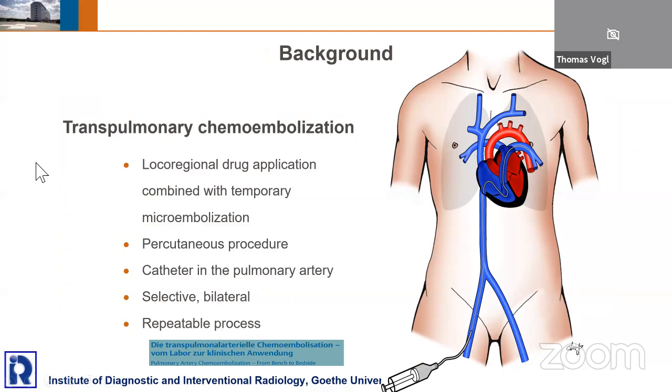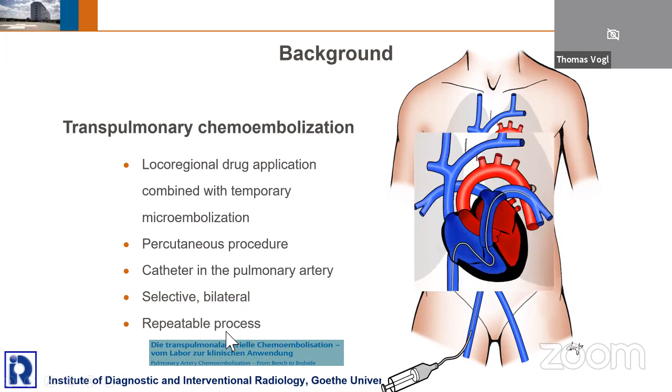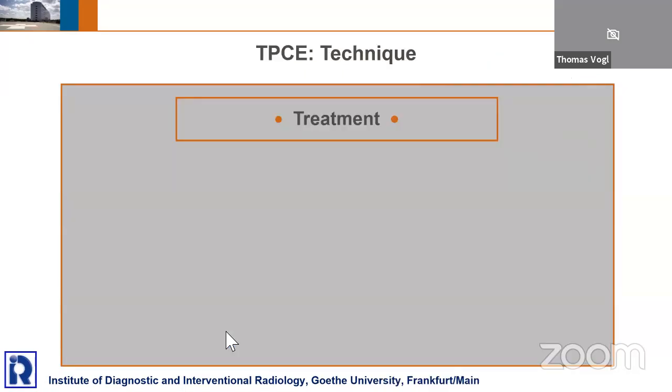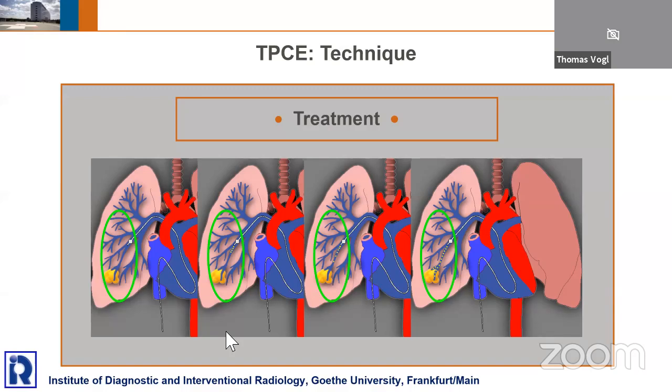It is done percutaneously. You can do it selectively, you can do it bilaterally, and you can repeat it. And of course, you should have some imaging beforehand in order to exclude a pulmonary embolism. Here again is an example shown: especially lower lobe tumors, which are larger, are ideal for this technology. It's quite easy access.